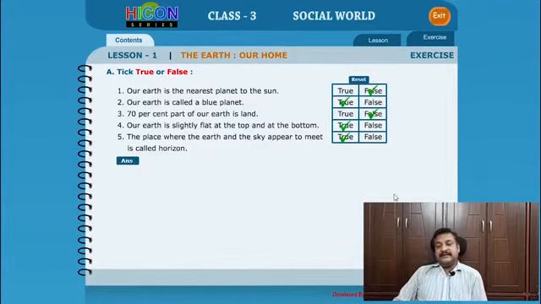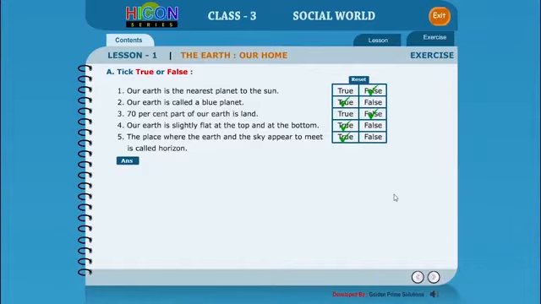Our Earth is slightly flat at the top and the bottom. Yeah, it's true. It's flattened at the poles and bulged at the equator, the center. The place where the earth and the sky appear to meet is called a horizon. It's a true statement. Right? So take a minute, look at them, and then read these sentences. And after that, we will go to the next question.